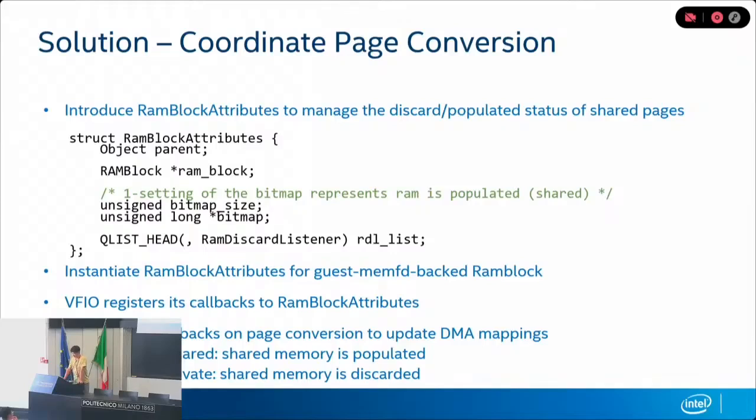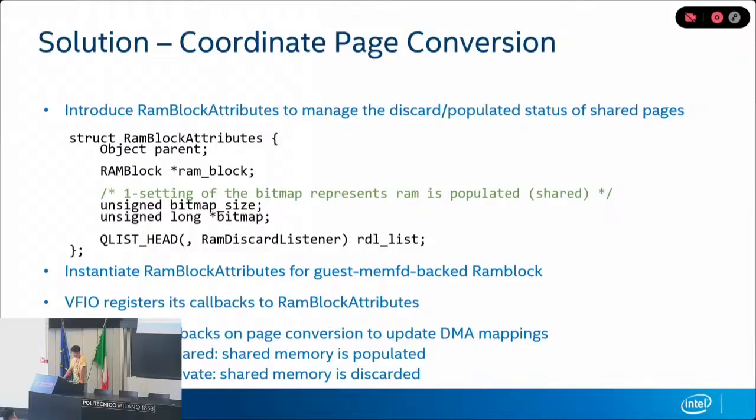And on RAM block creation, we instantiated the RAM block attributes for guest memory FD back at the RAM block. And the VFIO registers a callback to this new RAM block attributes. And on page conversion, we will invoke VFIO callbacks to update the DMA mappings.